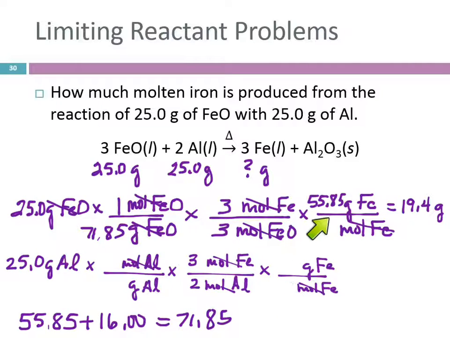Look at this one. It's the same. The last term always ends up being the same, so you just have to copy that one down, 55.85. And the first term is the molar mass of aluminum, which is 26.98. So we got 25 divided by 26.98 times 3 divided by 2 times 55.85, 77.6. Wow, that's different, isn't it?